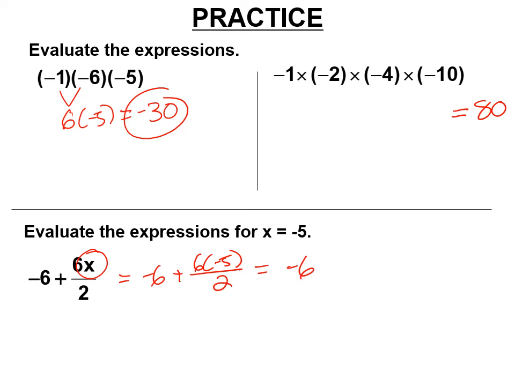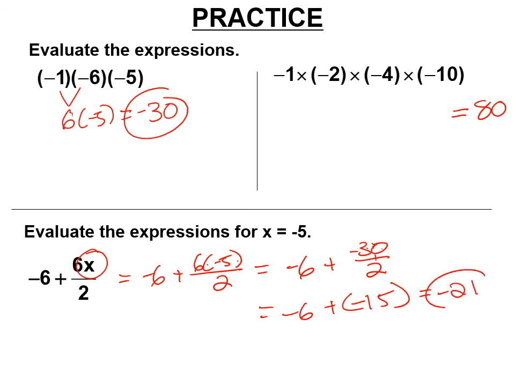So negative 6 plus negative 30 divided by 2. Do our multiplication first. I did our multiplying up here. The negative 30 divided by 2 is negative 15, right? We don't want those signs next to each other, so we put parentheses. Negative 6 plus negative 15, negative 21.